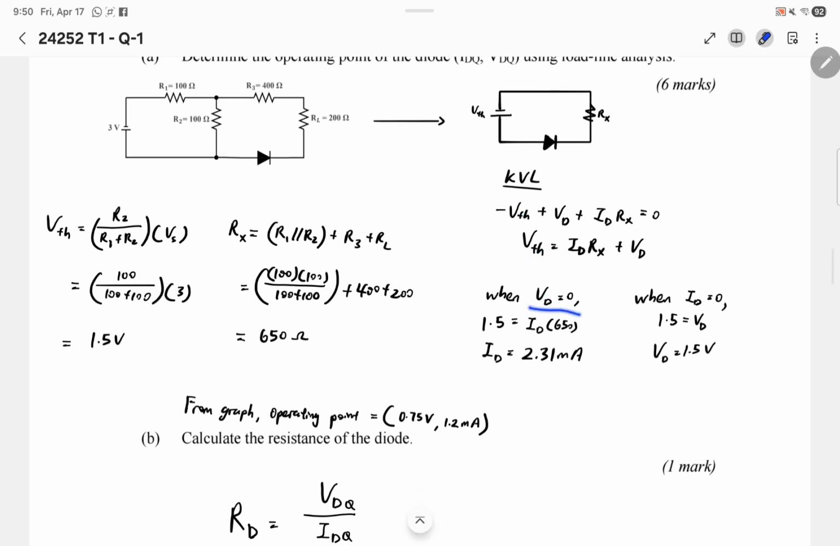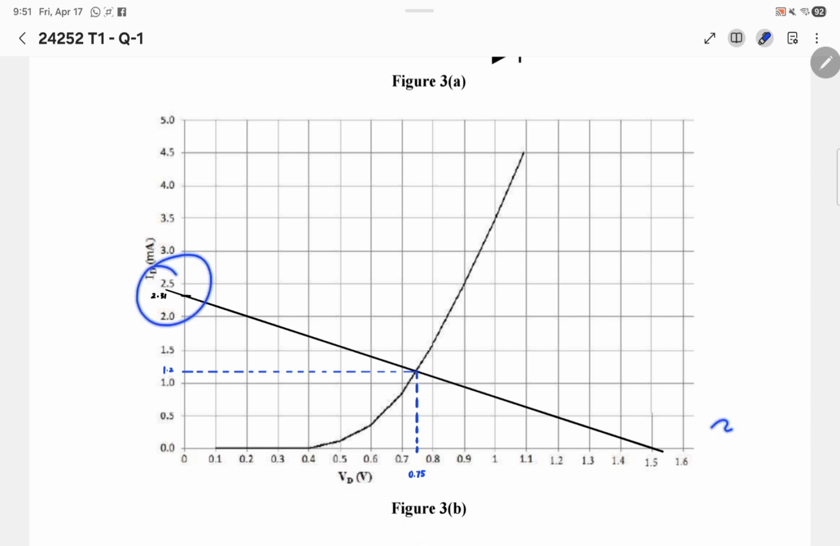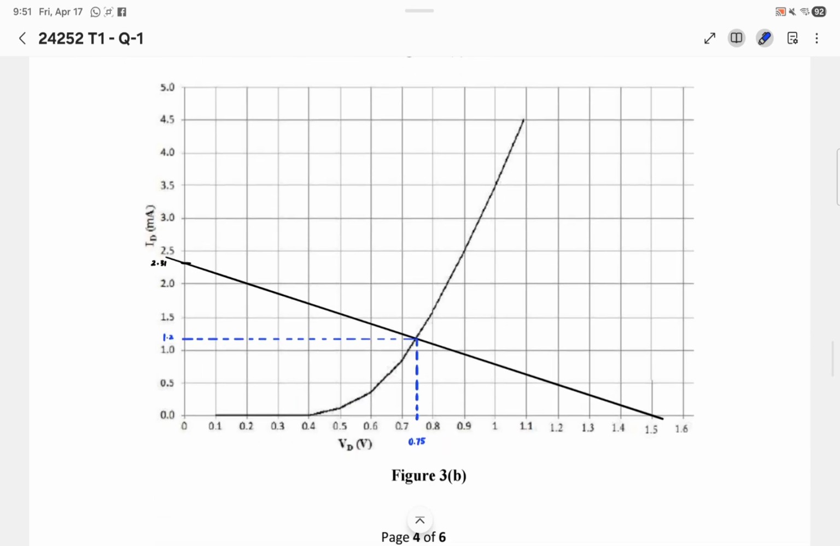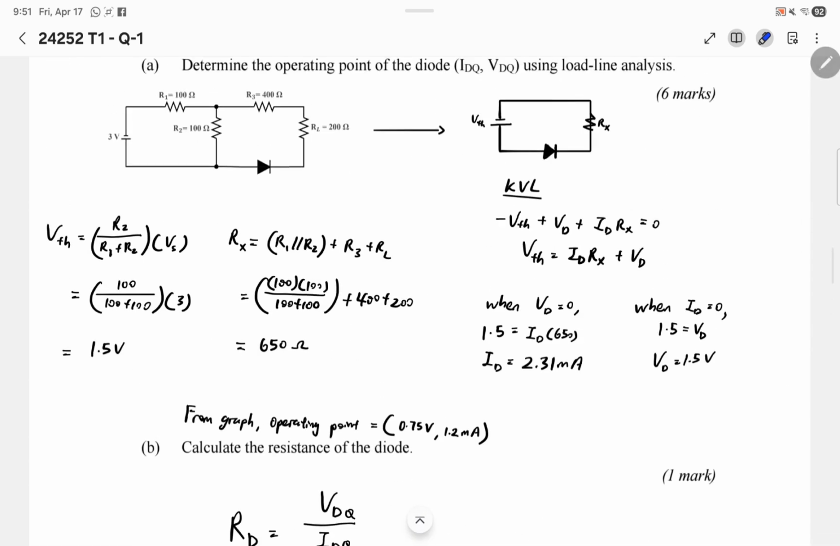When VD is equal to 0, we find that ID is equal to 2.31 milliamps, and when ID is equal to 0, VD is equal to 1.5 volt. Then we plot the graph. Here we plot 2.31 and 1.5, then connect them, and this is the Q point, the intersection point. Then we determine the values, and the operating point is this.